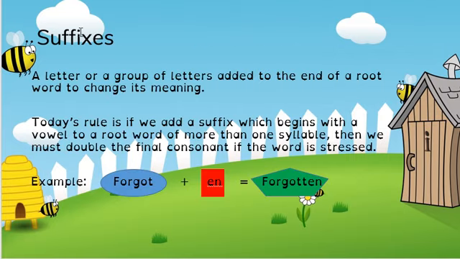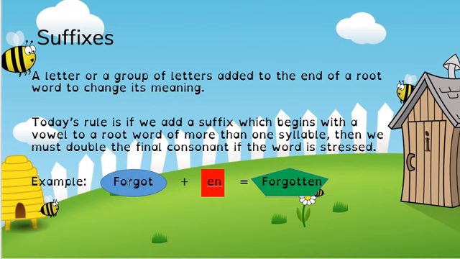So if we're looking at suffixes, again, we know that a suffix is a letter or a group of letters added to the end of a root word to change its meaning. And we're looking, like last week, at suffixes beginning with vowels. However, today's rule is if we add a suffix which begins with a vowel to a root word of more than one syllable, then we must double the final consonant if the word is stressed.